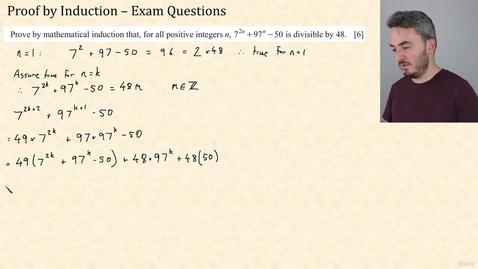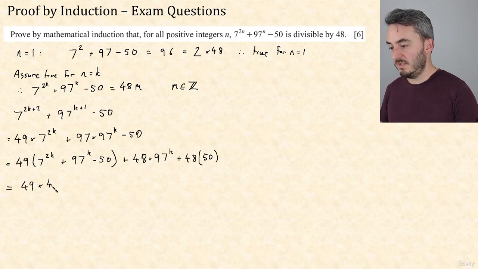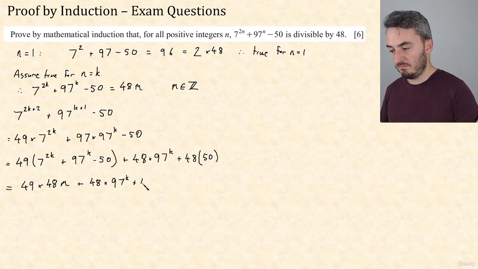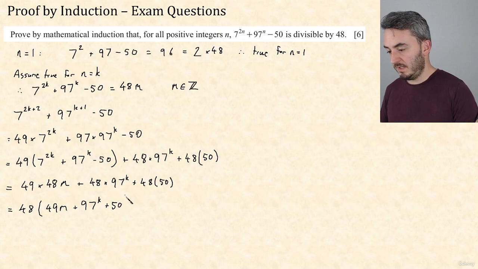Okay, but this is great because this is divisible by 48, because by my inductive assumption, all of that is just 48m. And this is divisible by 48 because I can factorize 48 out of it. That's 48 times 97^k plus 48 times 50. So to really spell it out, pull out 48 from here, leaving me with 49m plus 97^k plus 50. And we're done. That's divisible by 48.